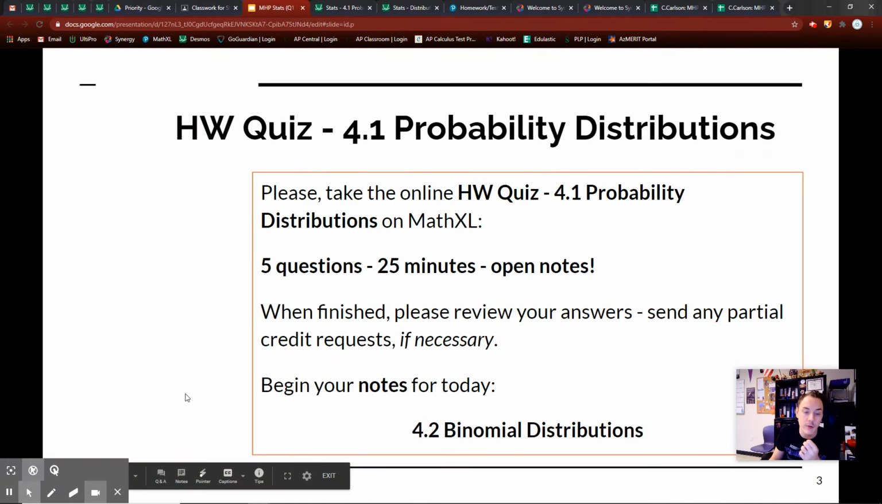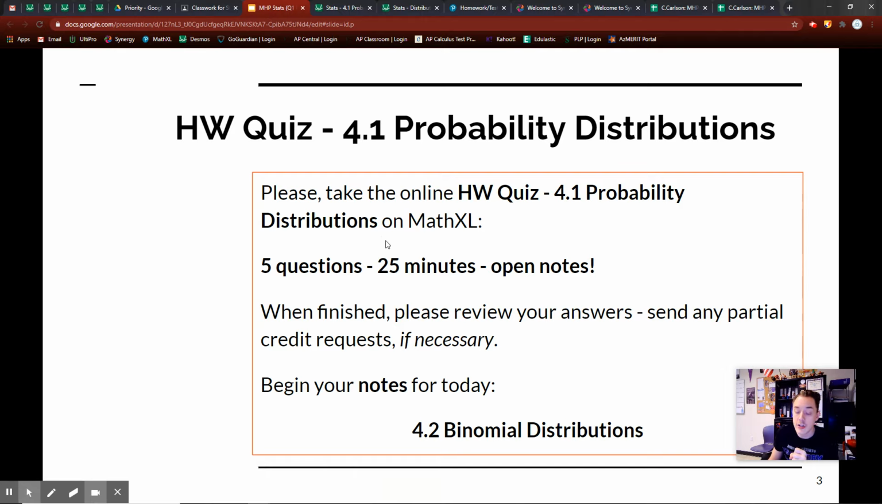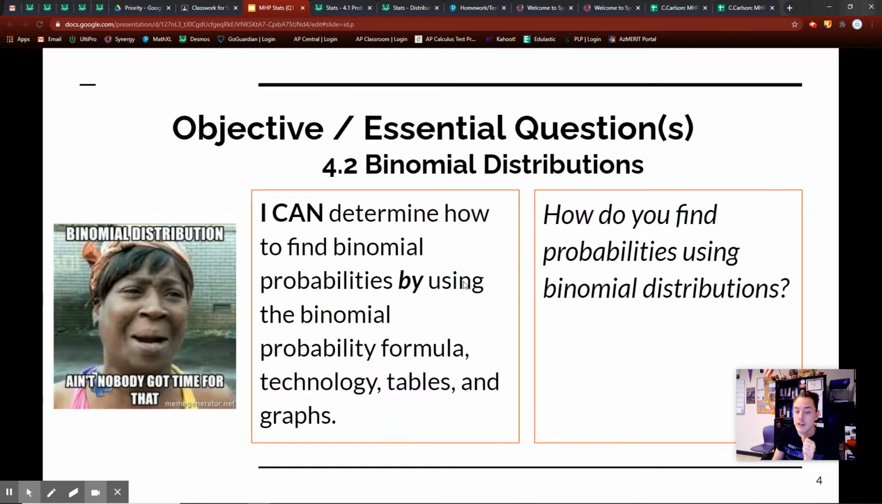Let's get you started on your homework quiz. It's going to be 5 questions, 25 minutes. Make sure you use your notes, especially if you've written down the notes. Take your time, but please review your answers. There's a lot of partial credit with regards to this. If you didn't round correctly, or you forgot a decimal, or you fat fingered a 6 or something, please let me know so I can go back and adjust that for you. So please send any partial credit requests. Get started on 4.2. Print out the notes from Google Classroom, and then we are going to begin.